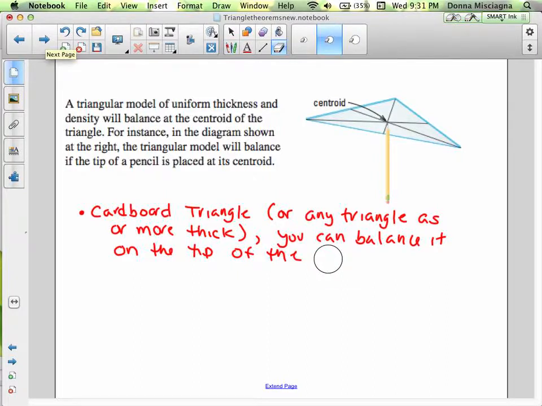What happened to our end there? You don't have to write this down. This is just information.